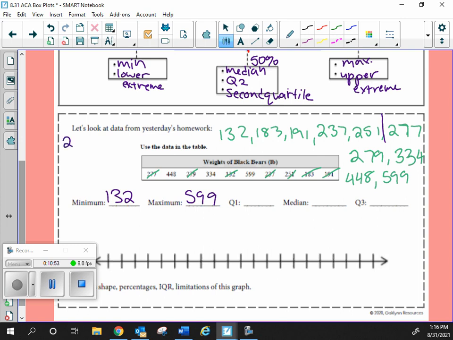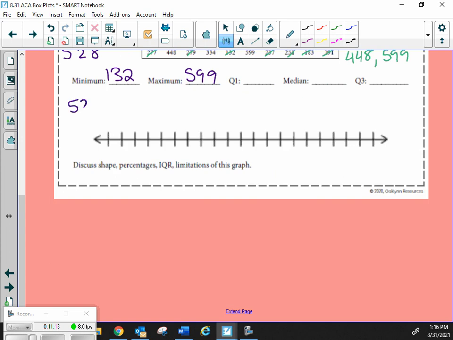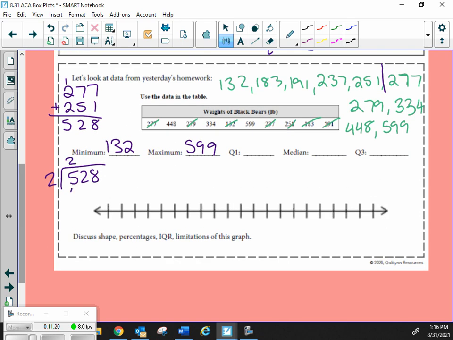So let's do that. 277, oh, I'm not right. 277 plus 251. 7 plus 1 is 8. 5 plus 7 is 12, so 1, 528. Now I need to divide by 2. I'm going to scroll down. 528 divided by 2. Let me scroll back up so we can see. That goes 2, 4, 1, 5. Okay.